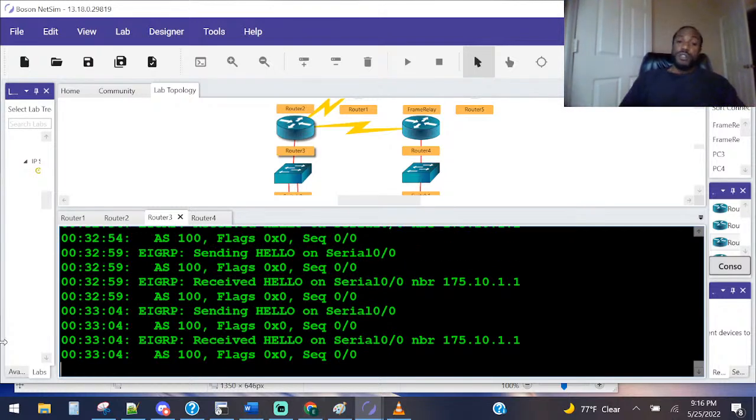So, what else did they want us to do? Enable the 000 interface.